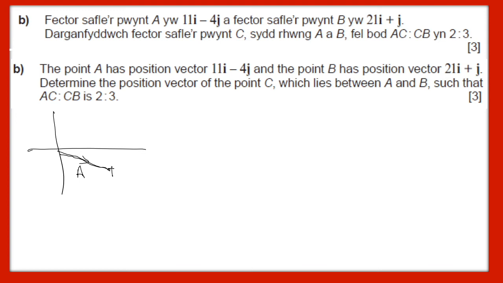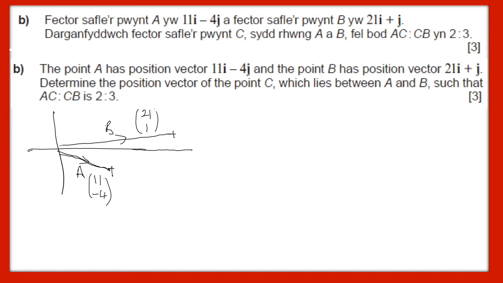And B has a position vector 21i plus j. So it's going to go 21 across. I need to make this line longer, but it's not going to go up very far. So here's my B vector. It goes across 21, and I'm going to put these in as vectors: 21, 1. And this one is 11, minus 4.